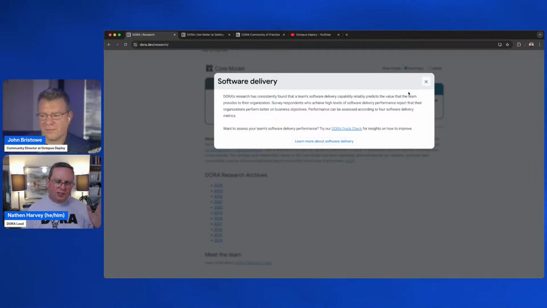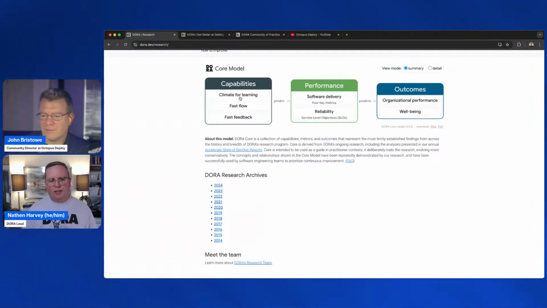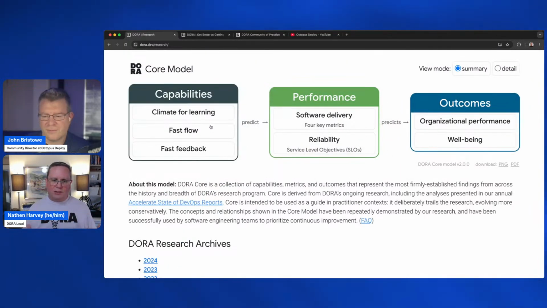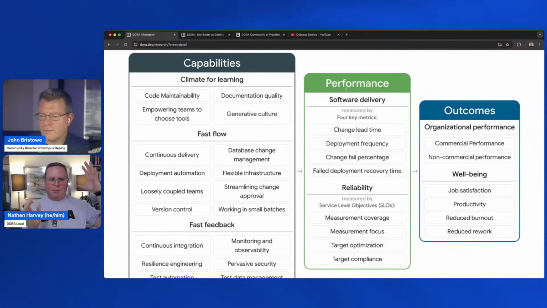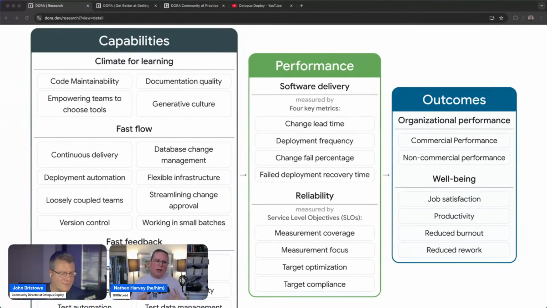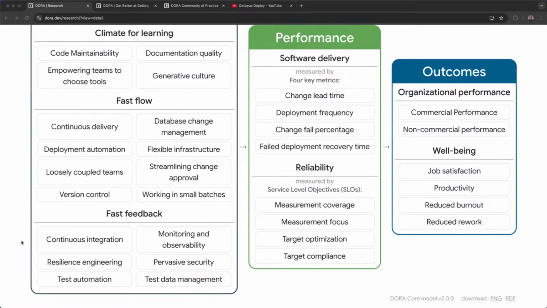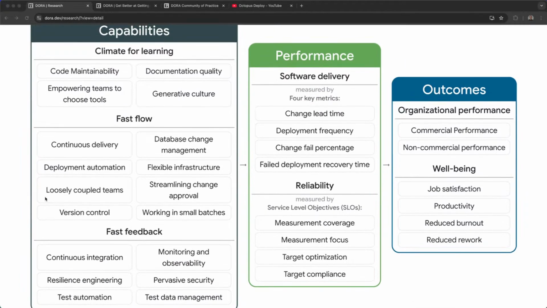So if you close that out, you'll see on the left-hand side there are a series of capabilities or categories of capabilities here: a climate for learning, fast flow, and fast feedback. These are what we call the conditions that enable great software delivery performance. And then if you click on the detail, and look over on the upper right-hand side, there's a little dialog box. There you go. You can expand out these capabilities. So how do I improve my software delivery performance? Well, make sure you have a climate for learning, fast flow, and fast feedback. What does that look like? It looks like high documentation quality. It looks like flexible infrastructure. It looks like having pervasive security and test data management.